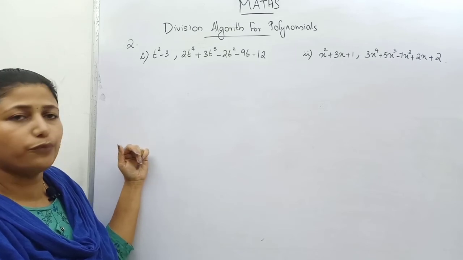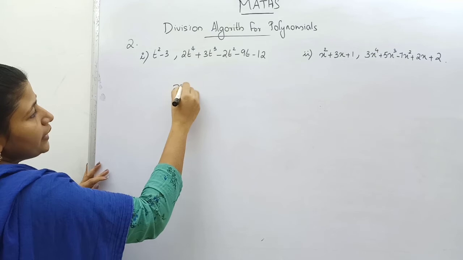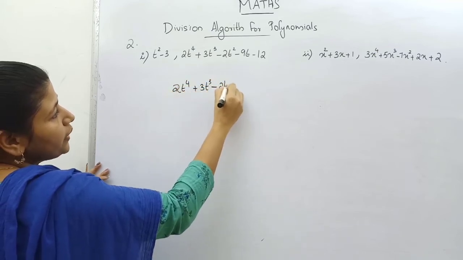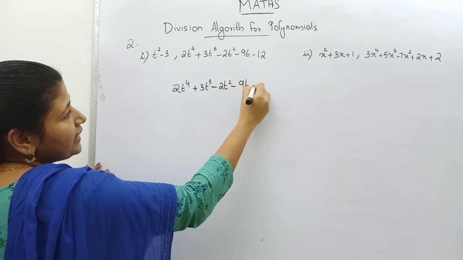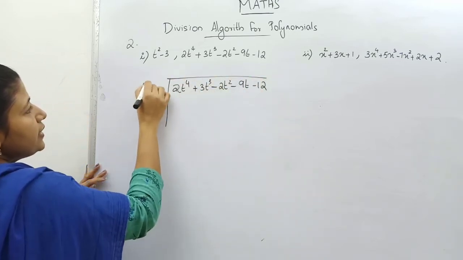So what we want to do? We can just divide. So 2t raised to 4 plus 3t cube minus 2t square minus 9t minus 12. This is the dividend. Our divisor is t square minus 3.